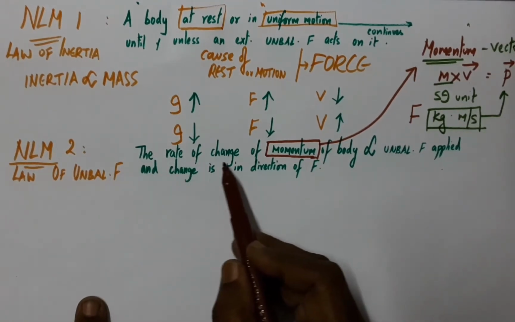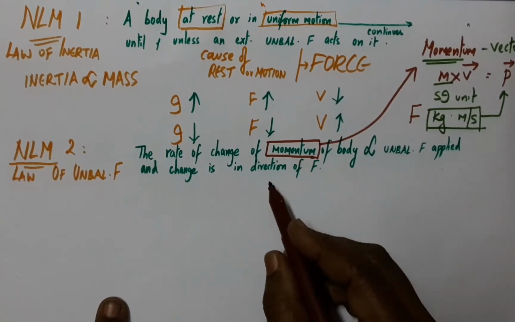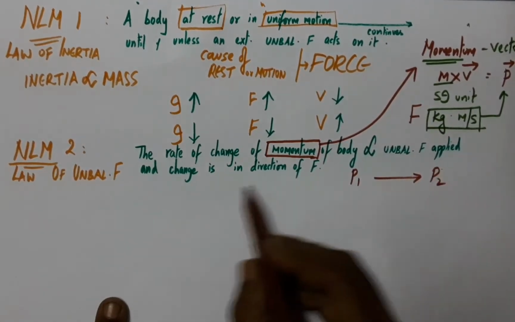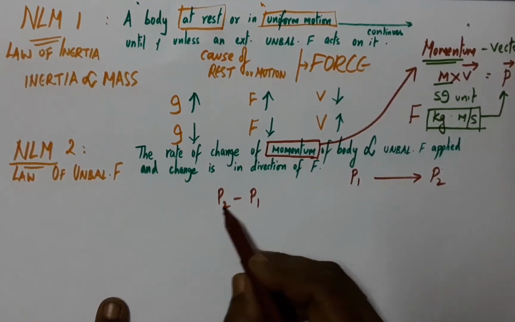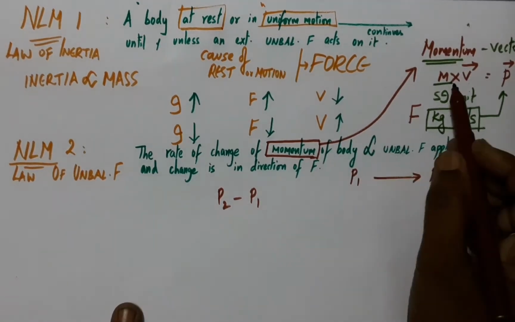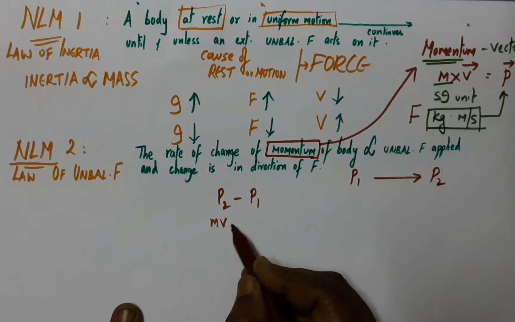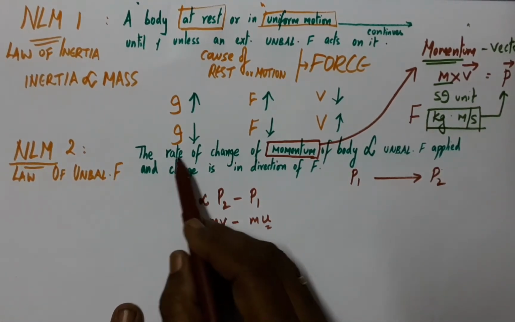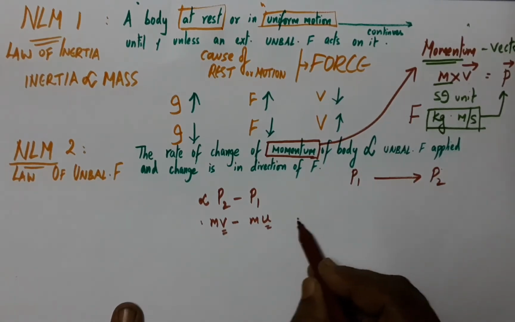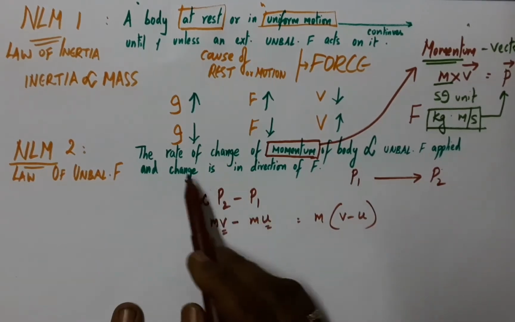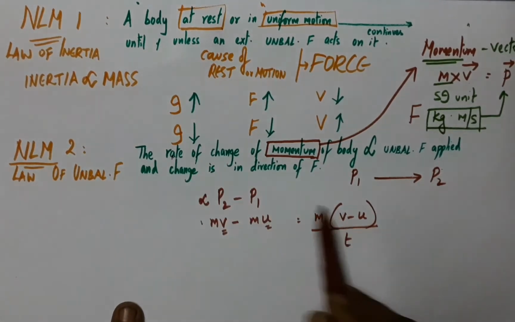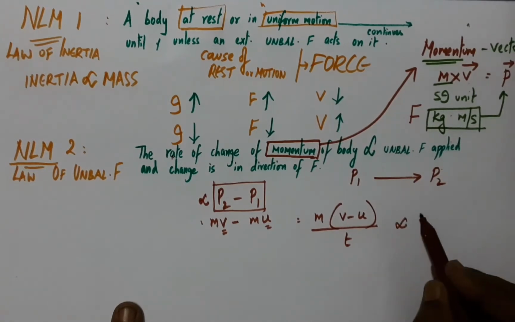Now by the definition of Newton's second law, the rate of change of momentum: if there is an initial momentum say p1 and final momentum say p2, then p2 minus p1 is nothing but final minus initial, and it is the product of mass and velocity, this being the final velocity and this being the initial velocity. And this is the change of momentum. When we take mass common and involve the time also, this is the rate and this is the change in momentum. The rate of change in momentum is directly proportional to the force, says the second law.